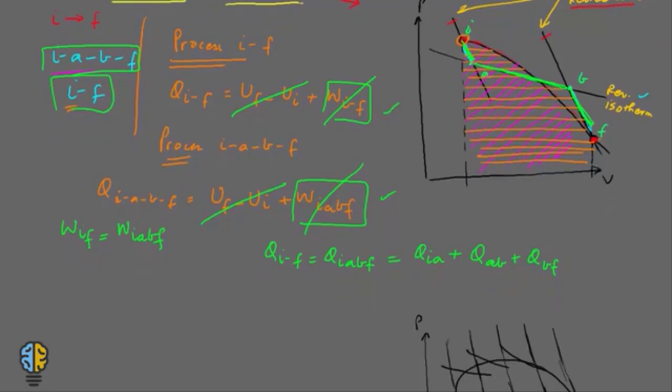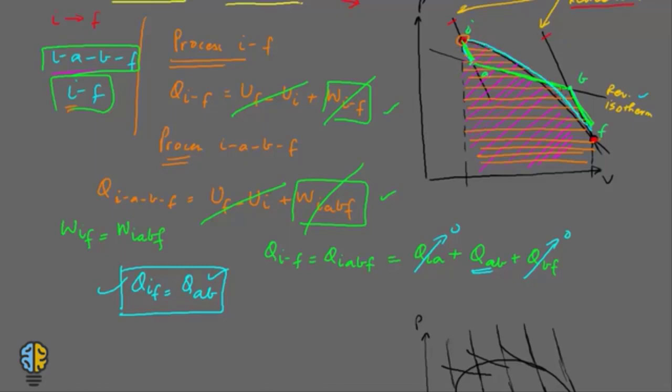If you pay a little attention, QIA is 0 because it is on an adiabatic line, and QBF is also 0. So the only heat left is QAB. This means that QIF is equal to QAB. This is the crux of this whole video: the heat transferred in the process IF is equal to the heat transferred in the isothermal process AB.